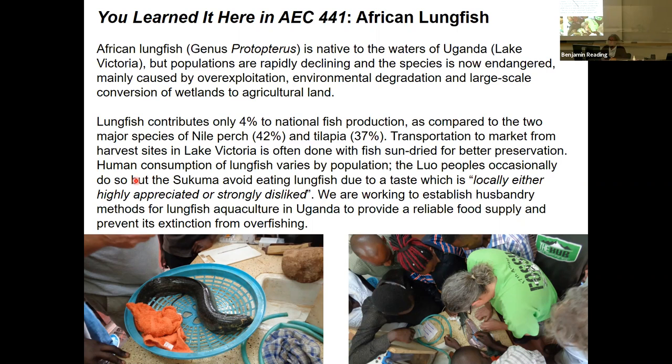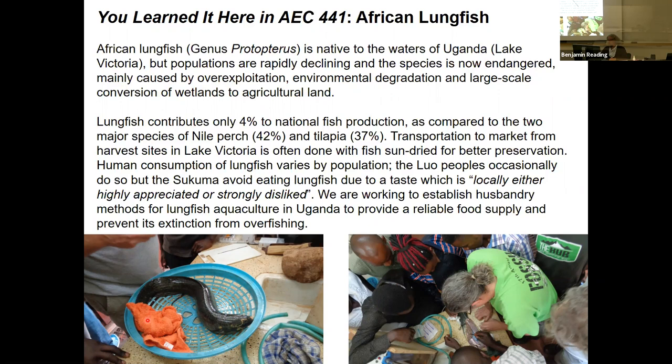Now, the lungfish, again, genus Protopterus, is native to the waters of Uganda, primarily Lake Victoria. But populations are rapidly declining, and the species is now, I'd say, endangered, threatened, because of overexploitation, environmental degradation, and large-scale conversion of wetlands into agricultural lands for farming. So here's a picture of a lungfish.